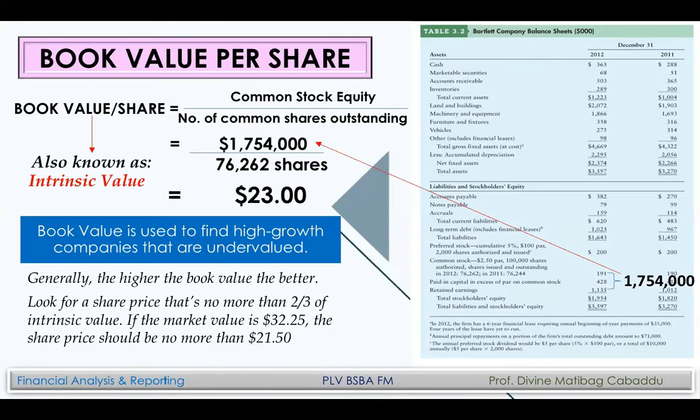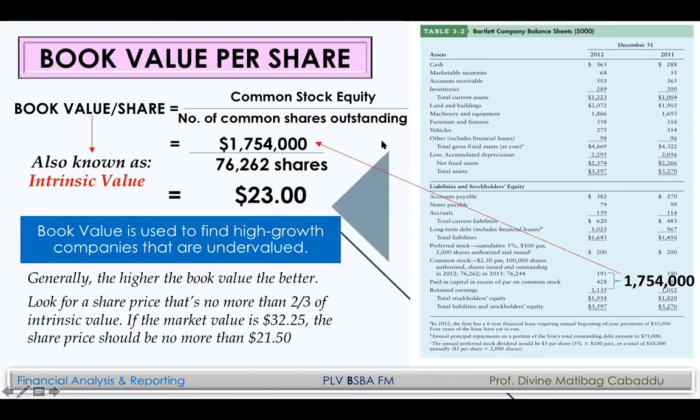Okay, when we talk about book value, we refer to common stock equity. So your stockholders' equity minus the preferred stocks over the number of common shares outstanding. So your common stock equity is 1,754,000 divided by 76,262 shares or $23 book value. Book value is also known as intrinsic value. Diba? Magkano pa talaga ang value ng stocks ng company? It's $23. Pero, i-compare mo yan sa market value.